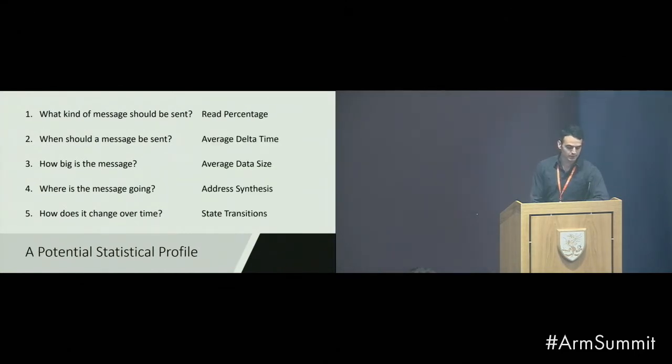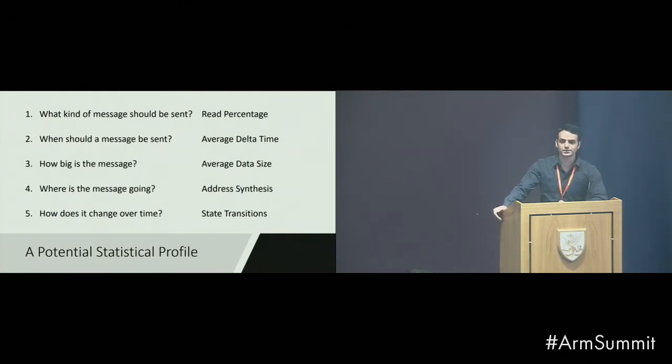One potential statistical profile, which is quite similar to what you see in gem5 at the moment with a few slight changes: what kind of message should be sent? We can just calculate the percentage of reads, and then 1 minus that is the percentage of writes, and just use a very basic distribution for that. When should a message be sent? We can model that as a Poisson distribution, for example. Find the time between events, the average time between events, and use that in a Poisson distribution.